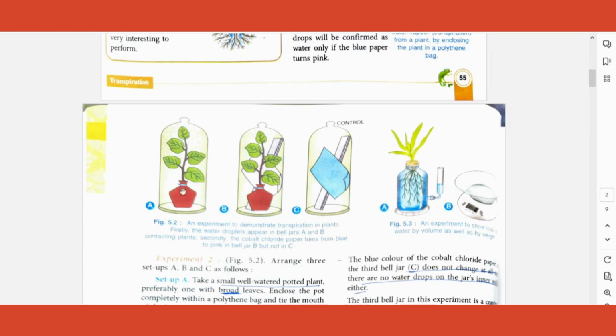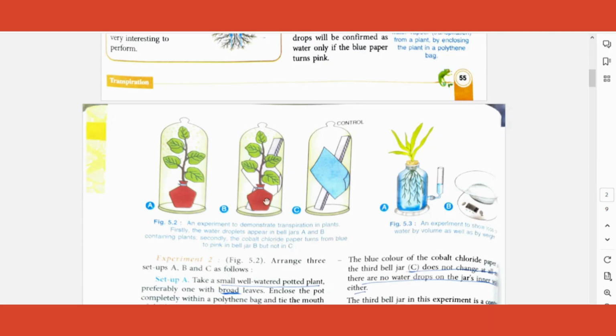Okay. Then you keep a plant, you cover it with a jar like this. It's called a bell jar. It is a glass jar and you keep it in the sunlight. Second setup, the same thing, plus you're keeping a cobalt chloride paper. Cobalt chloride paper is a normal paper with cobalt chloride chemical on it. The chemical gives blue color. Third setup is where the plant is missing, but cobalt chloride paper is there. You've covered it with the bell jar.